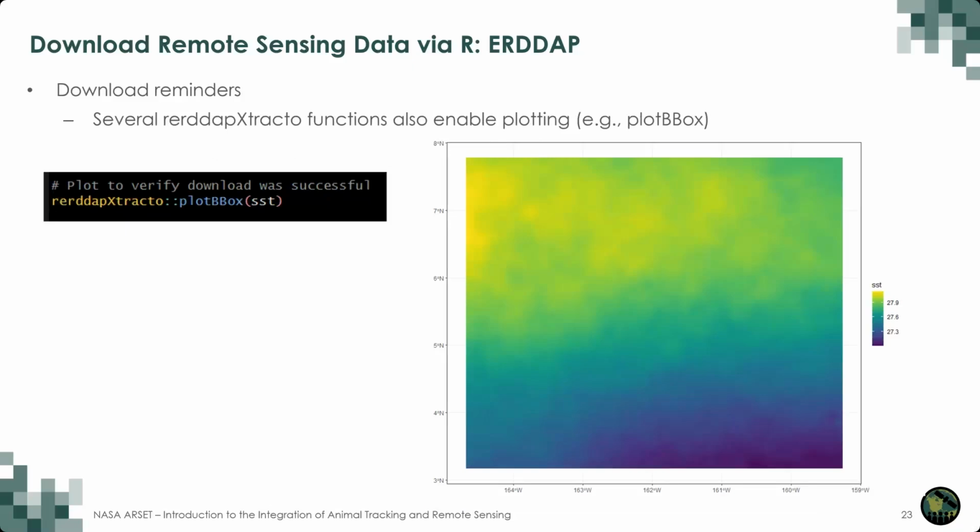And here is just a really basic map of the grid of sea surface temperature that we just downloaded. And so it's really great to plot things and just verify that the data exist and are in the grid that you want.